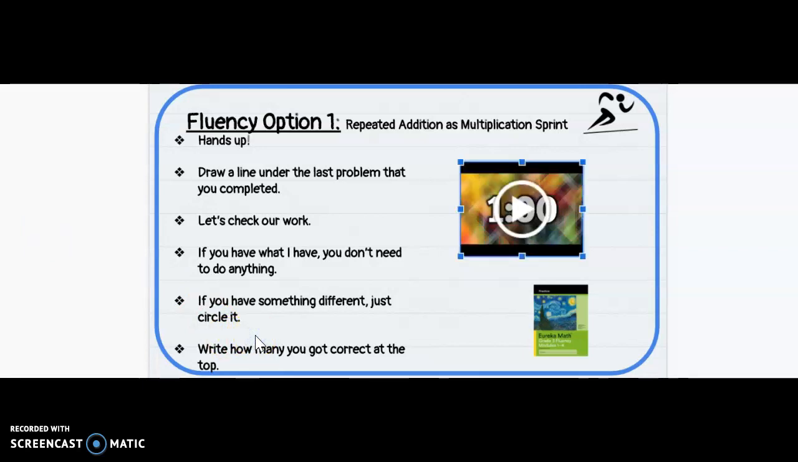And stop, boys and girls. Let's go ahead and go over the answers. Draw a line where you stopped, and remember you're going to circle anything that you got wrong. And if you got something right, you're going to whisper yes.